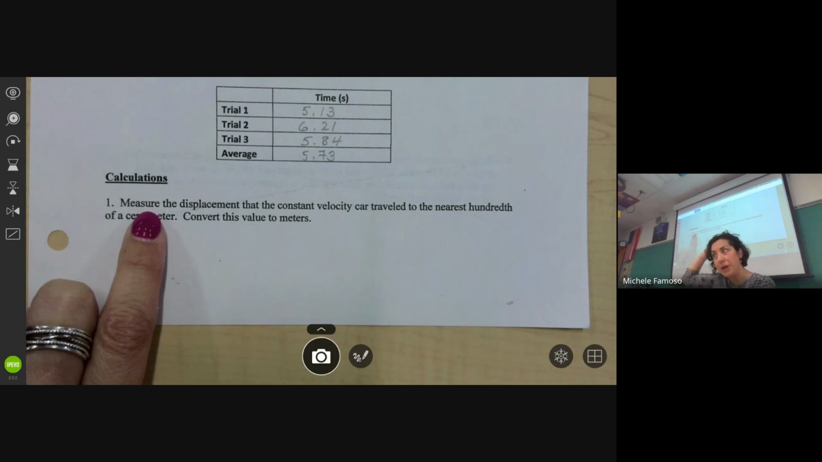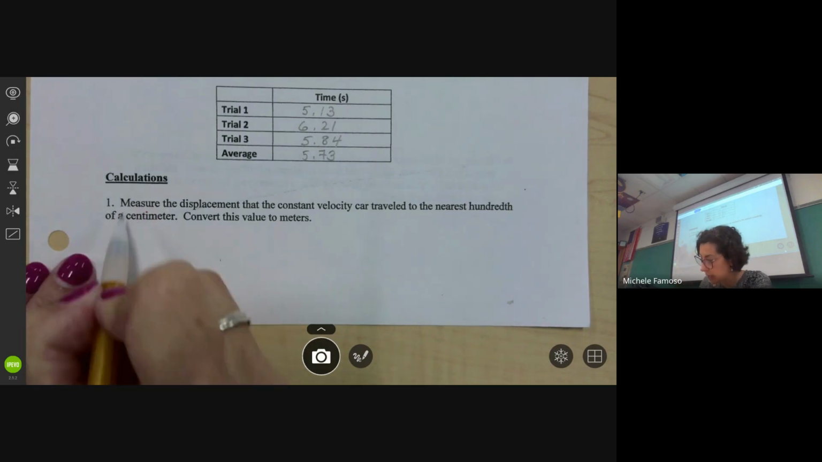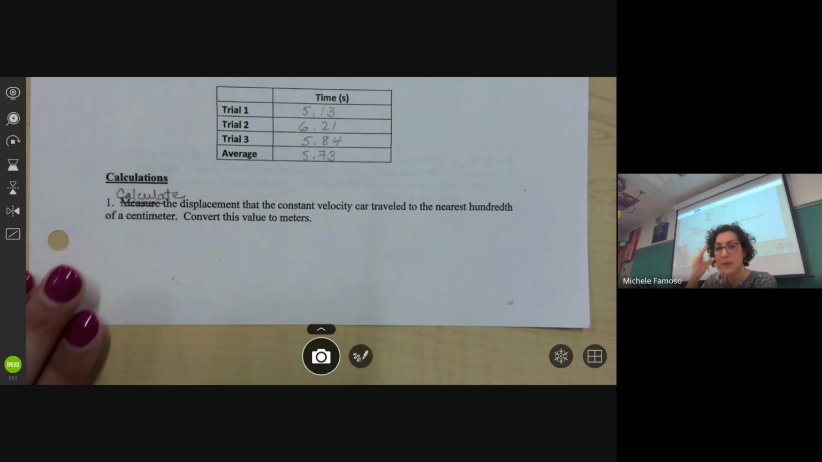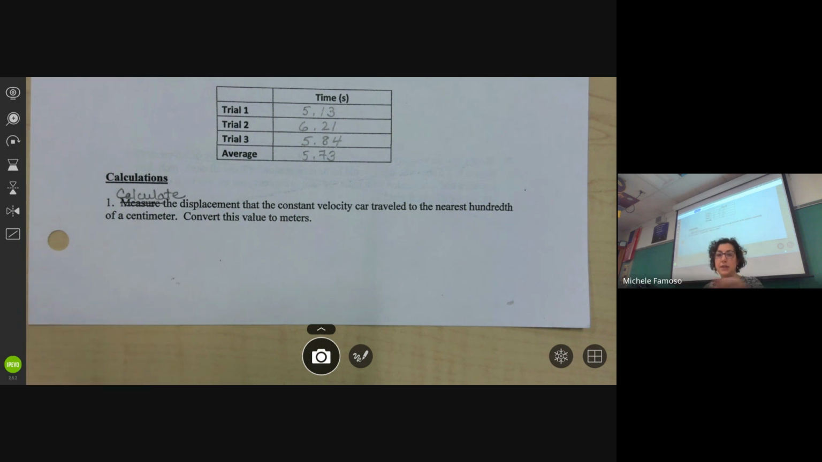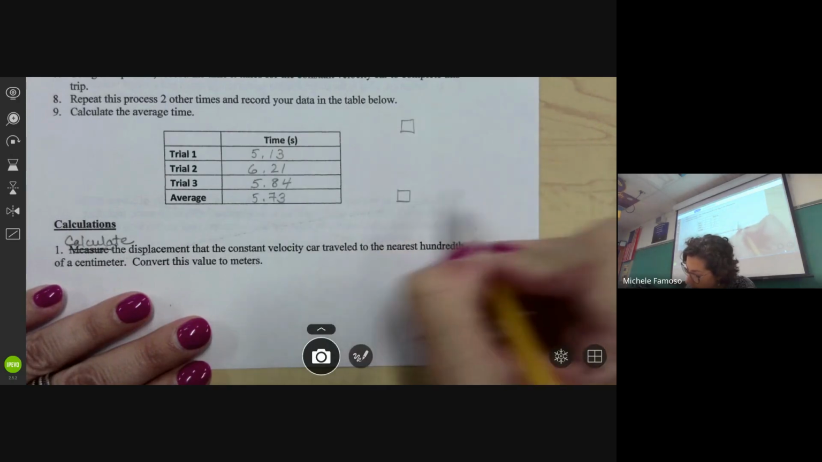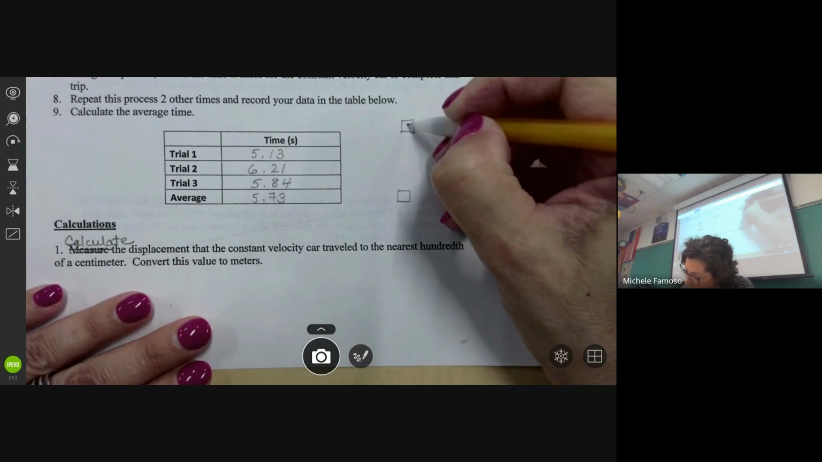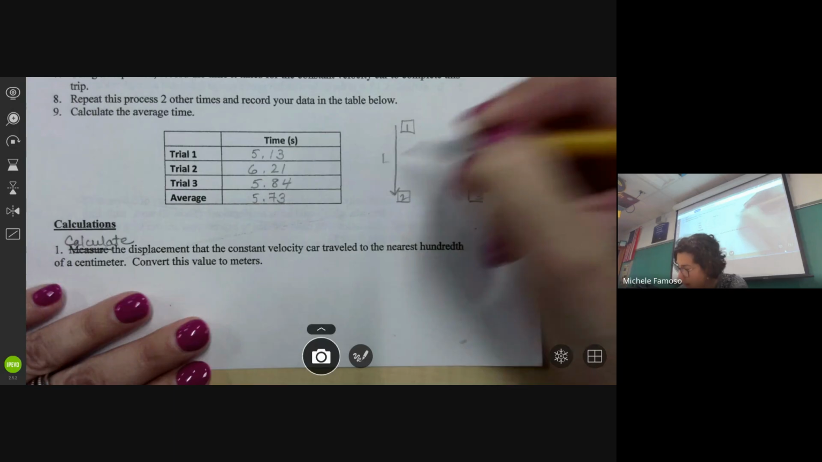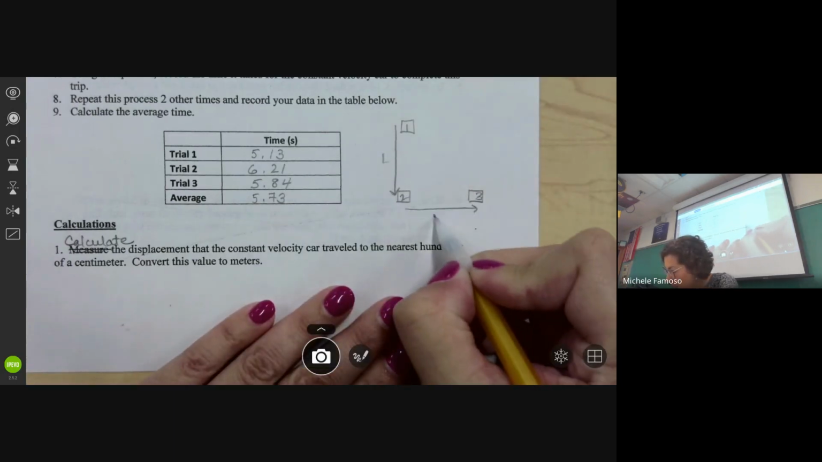This says measure. We're going to correct that. We want this to be calculate the displacement that the constant velocity car traveled to the nearest 100th of a centimeter, and then we'll convert that to meters. So let's make just a little sketch again. It went from 1 to 2 to 3. We had our length here. We had the width there.